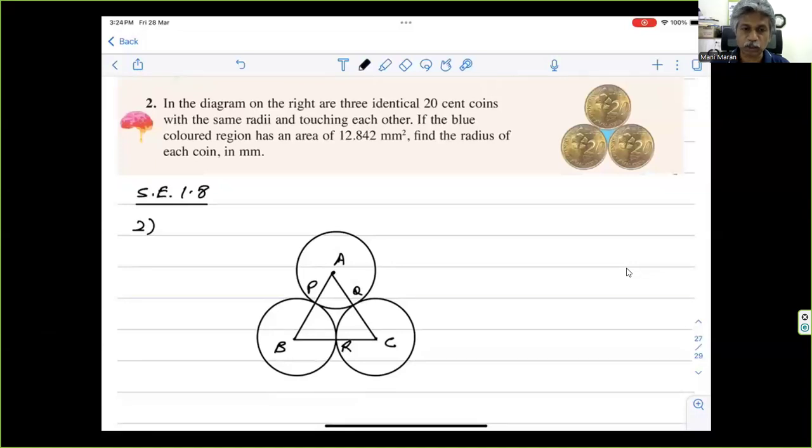These are the points where the two coins touch each other. The radius is not known, so we label the radius as r. So this is also r, and all the radii are r. They all have the value of r, which is unknown and which we are going to find in this question.